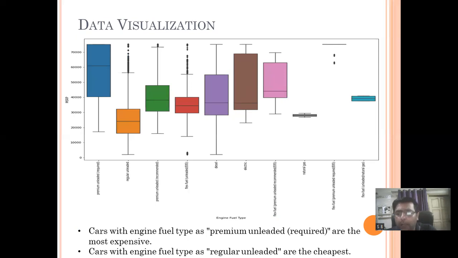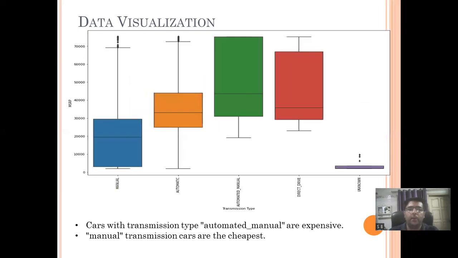Along with the visualization part, I have created the box plots of categorical columns varying with different prices. On the y-axis, I have plotted the price. On the x-axis, different categorical columns are plotted. So some of the insights from these plots are: cars with engine fuel type premium unleaded required are most expensive. Cars with engine fuel type regular unleaded are the cheapest cars.